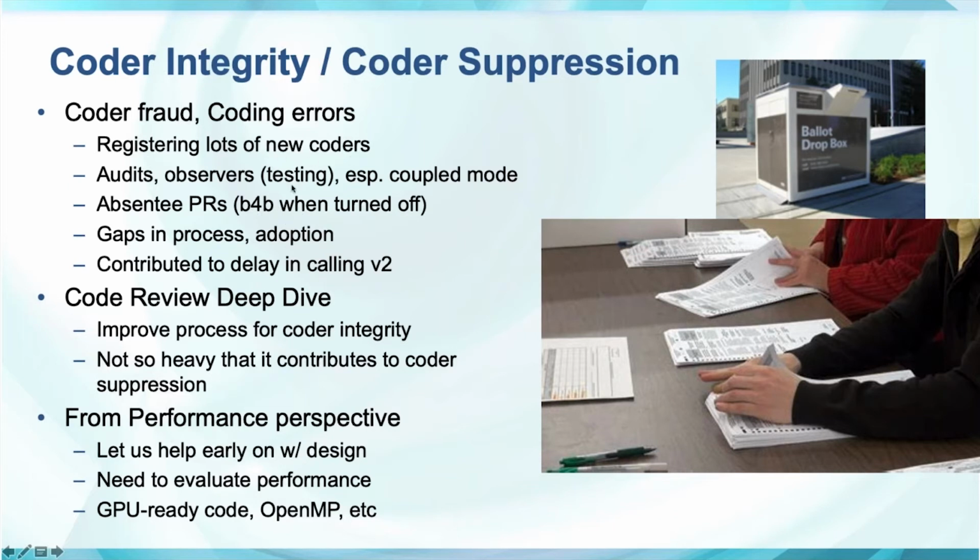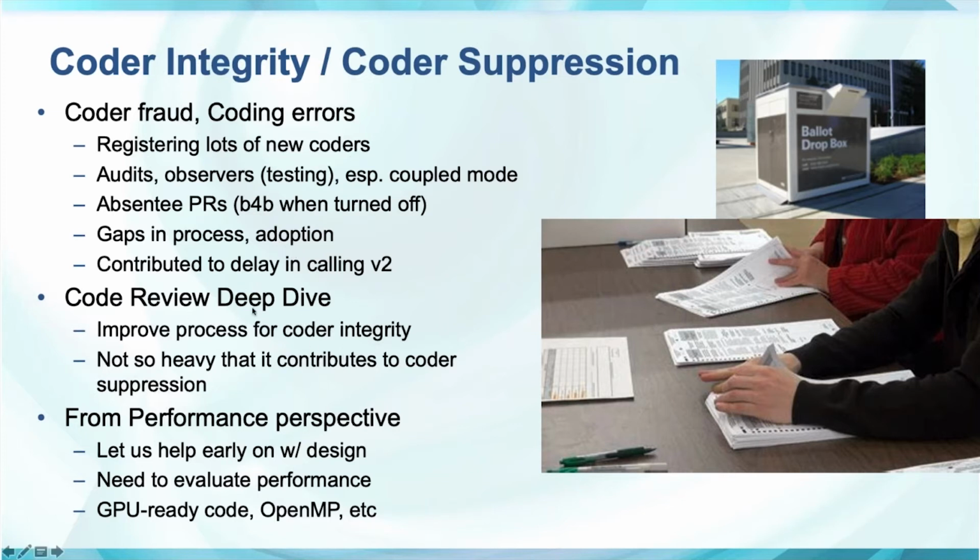We're probably not doing quite enough testing, especially in coupled mode. We're running into issues where things are showing up there. We've gotten into some bad habits with some absentee PRs where features are coming in through a back door. People are saying it's bit for bit because the option is turned off, and then when we turn it on, we realize there are some bugs. So anyway, there's just this general feeling there are gaps in process and in adoption of the code review process. So that's contributed to a delay in calling V2, for example.